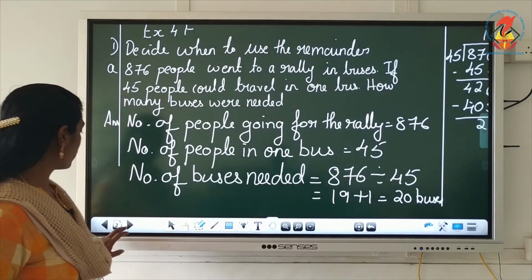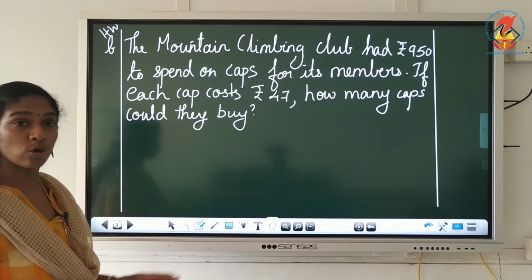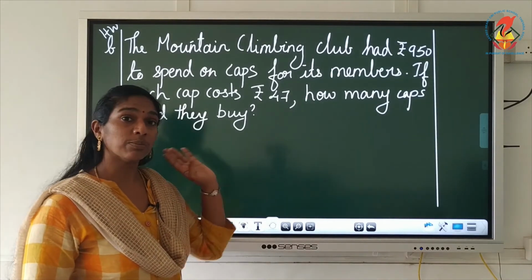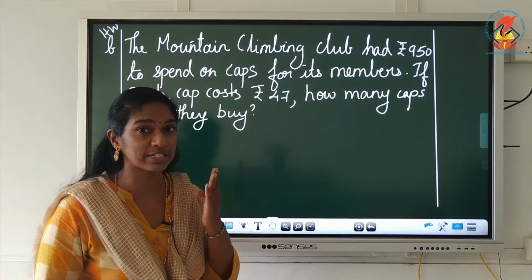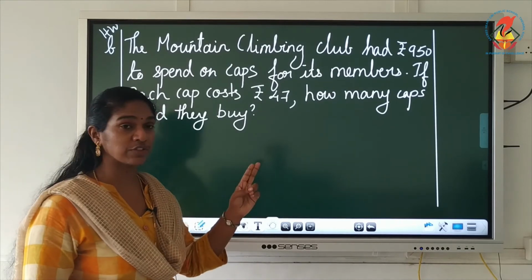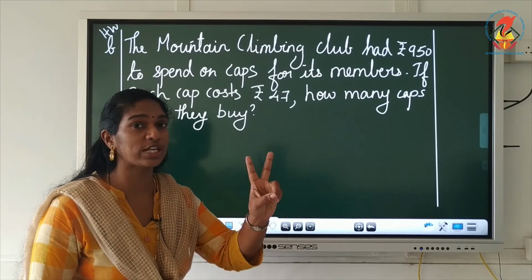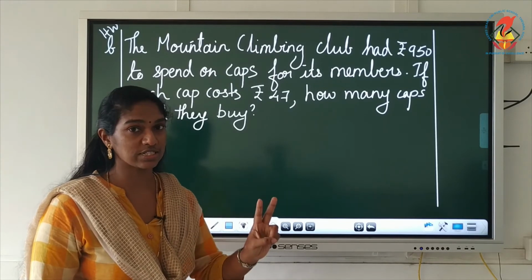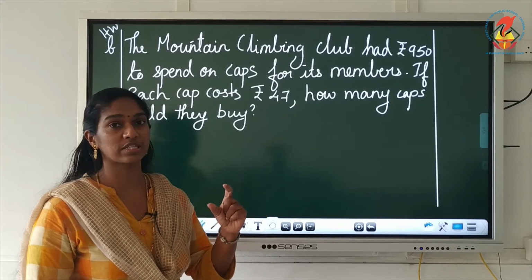Okay? Now moving to the next question. That's homework for you. It's a similar type, but you have to decide whether you have to use the remainder or not. So whenever you have a word problem, read it at least 2 times and then only answer it. Give short and simple statements.